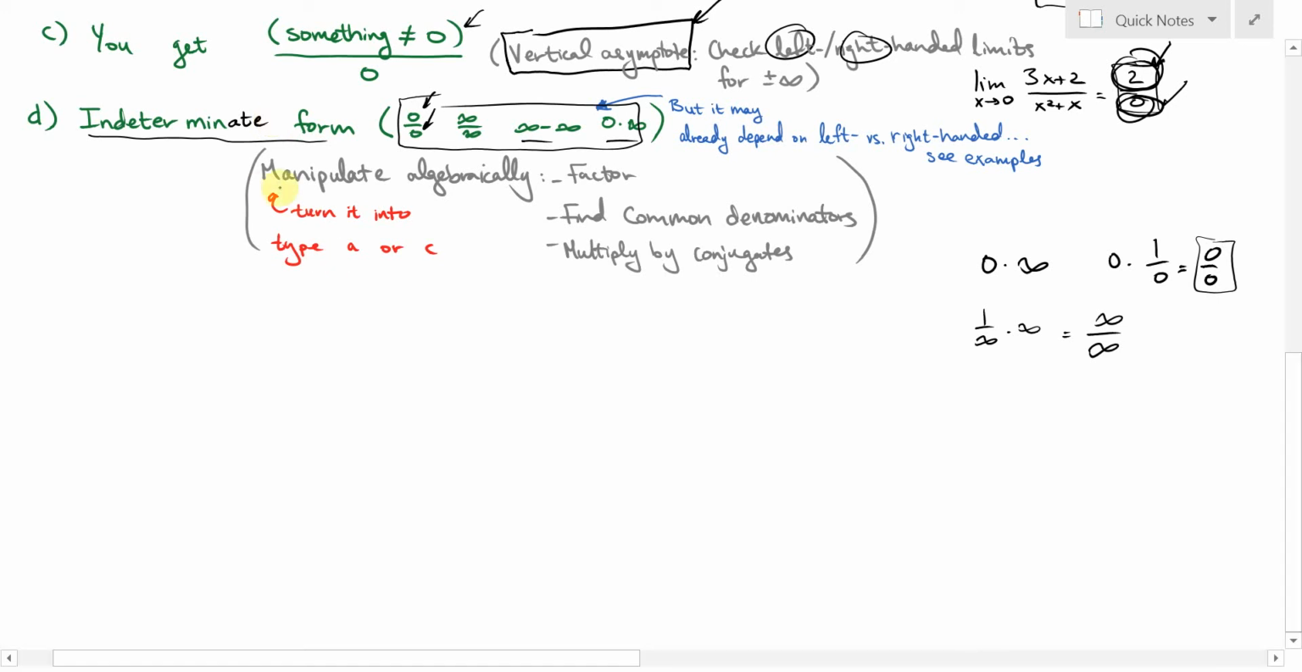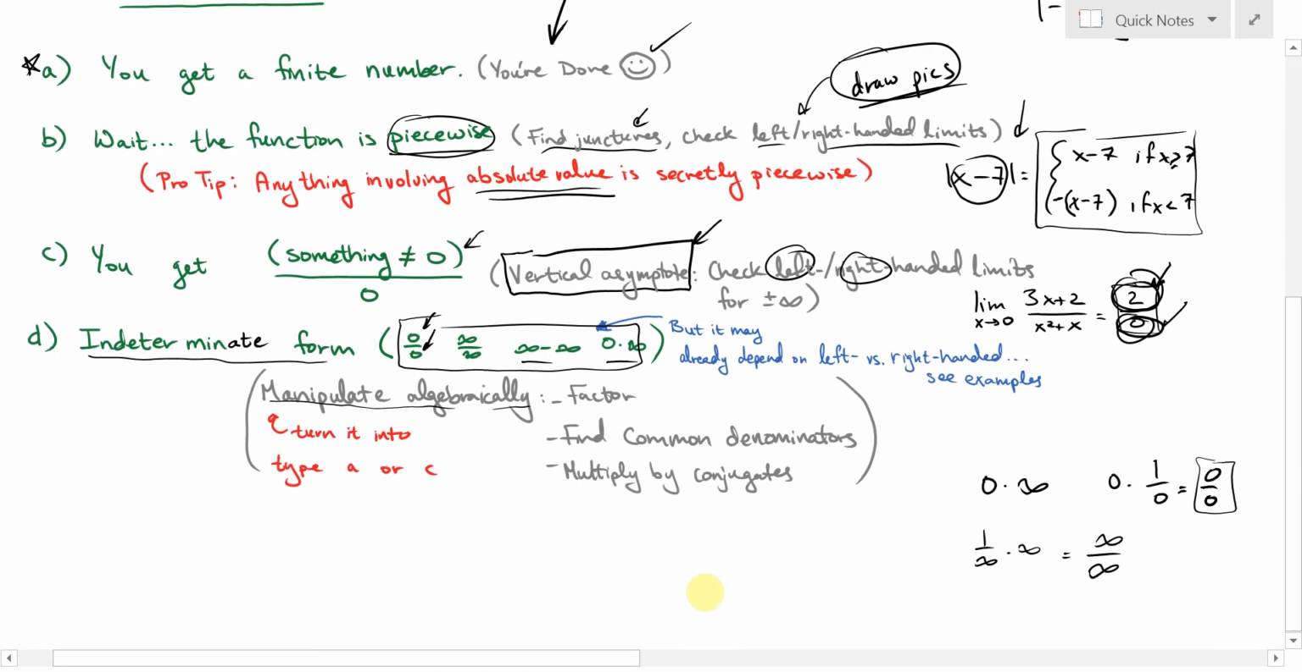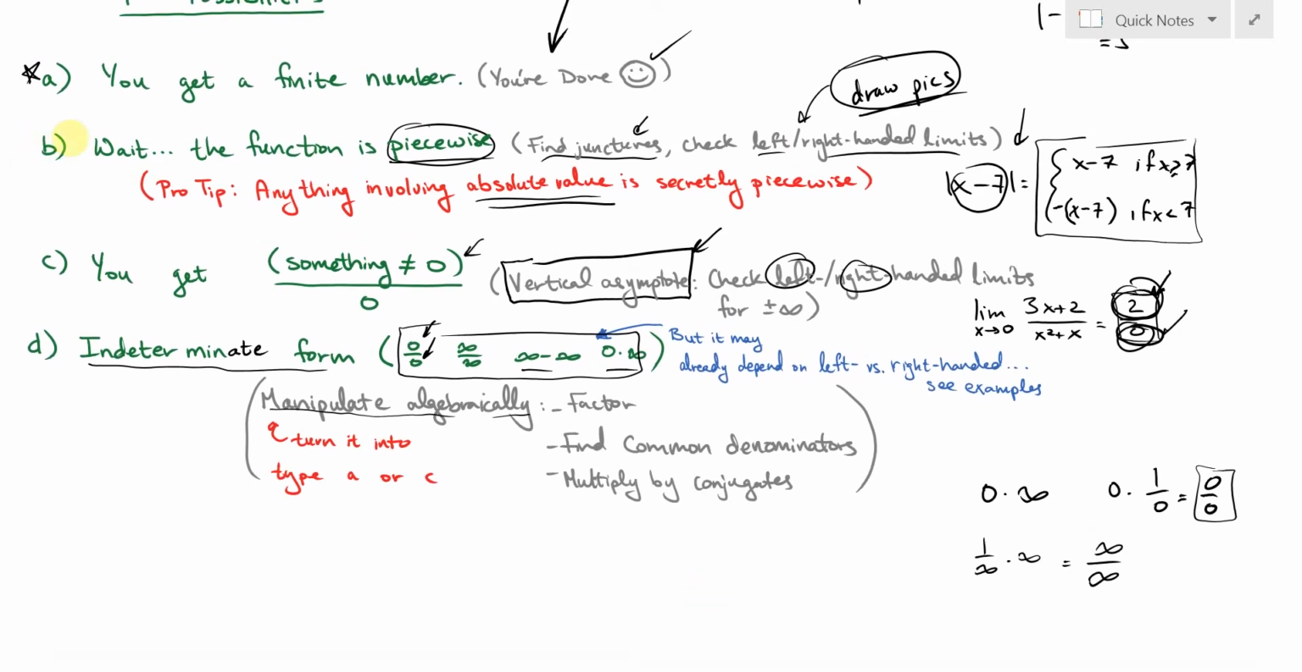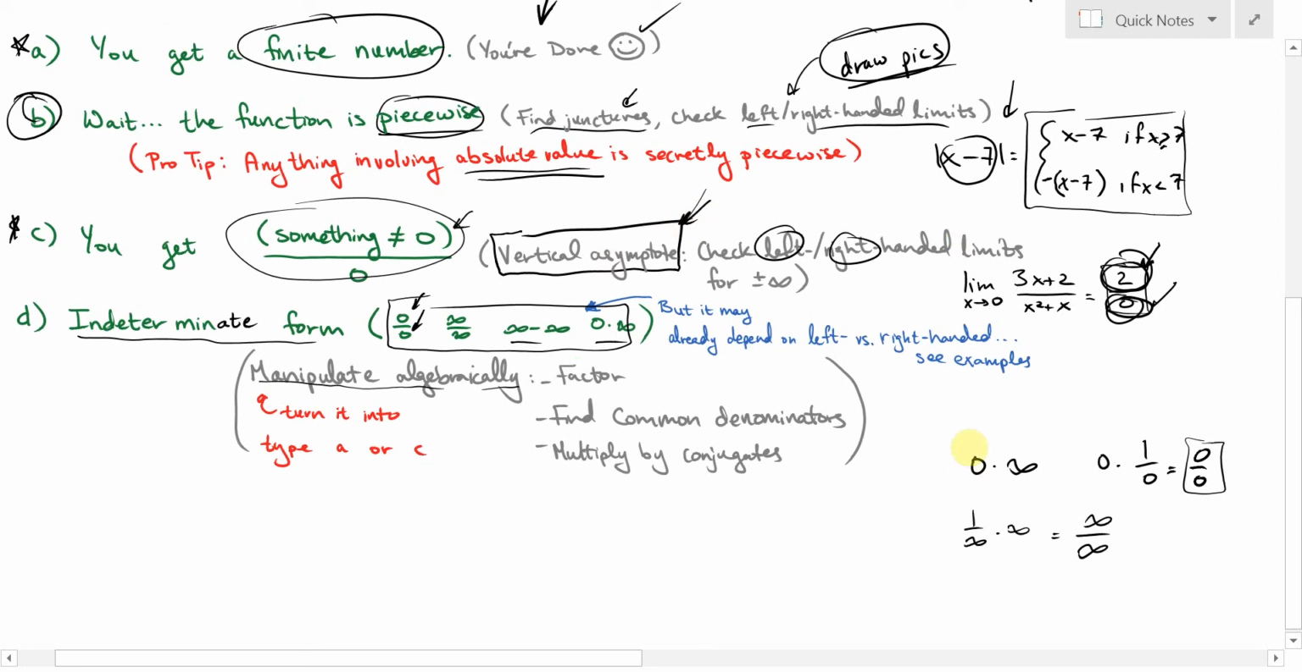So what you do is you manipulate it algebraically so that you turn it into one of the previous types we've seen. Now, no amount of algebraic manipulation is going to take something that isn't piecewise already and turn it into something piecewise, which was case B above. So when I say turn it into something that we've dealt with previously, it's either going to be A or C. You're either going to get just a finite pretty number after some algebraic simplification, or you're going to get something not 0 divided by 0, in which case a vertical asymptote plus or minus infinity. I've said it a million times by now.